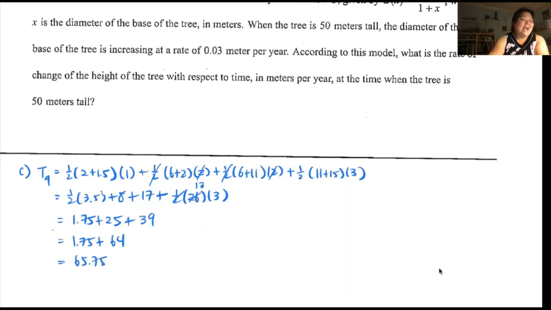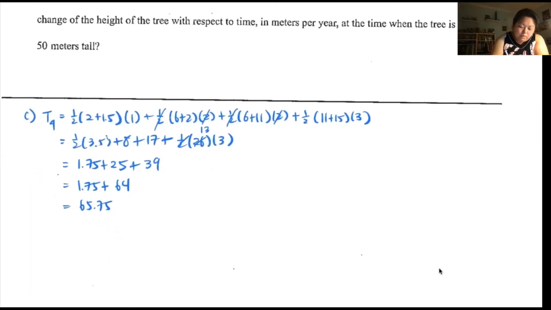But we want to find the average. So don't forget the average is between 10 to 2 years. So it would be 1 over 10 minus 2 times 65.75.